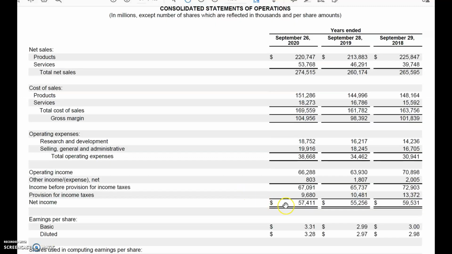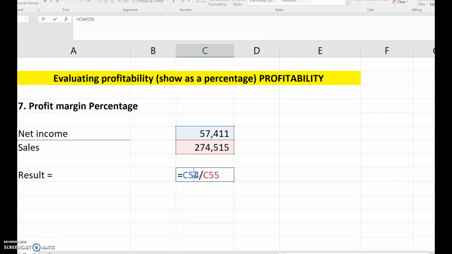So if we go to the income statement, we can see our bottom line is net income, $57,411, and we can grab our net sales from the top, $274,515. And so when we divide the net income by the net sales, we get 20.91%. So 20.91% of our sales becomes net income. Or you could look at it as for every sales dollar, just about 21 cents becomes net income.